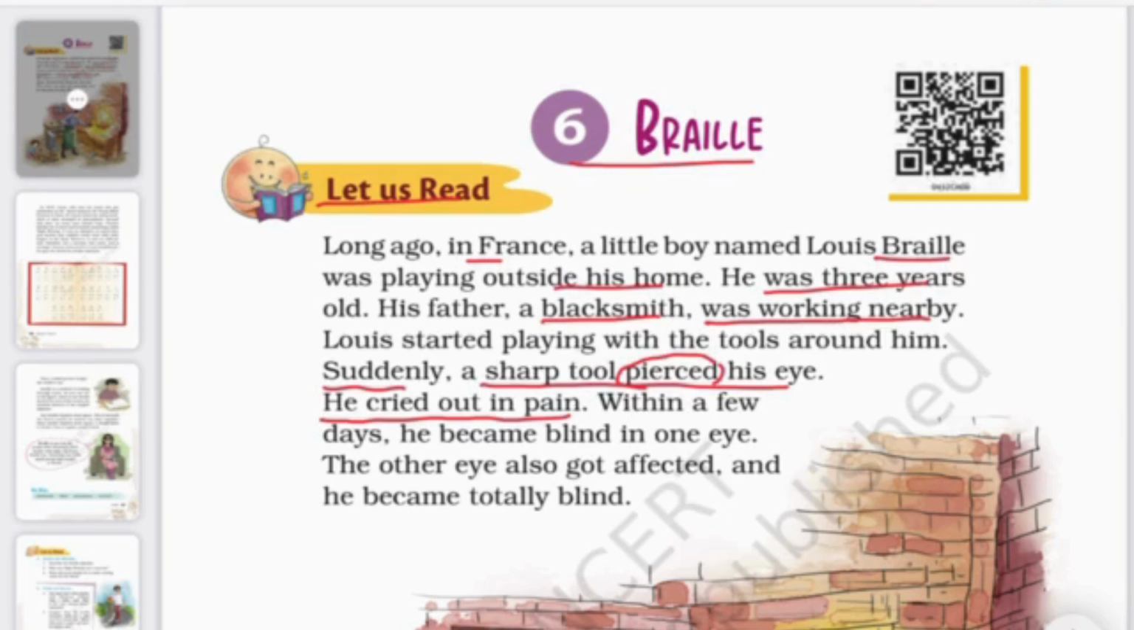Within a few days, he became blind in one eye. Blind means not able to see. After some time, the other eye also got affected, and he became totally blind.